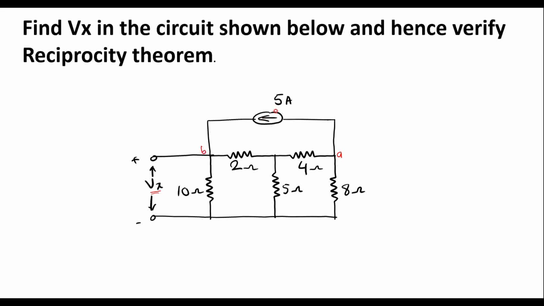So in reciprocity theorem, later we have to interchange this Vx and 5 amp current source. That is, 5 amp current source should be connected between these two nodes, and we have to find Vx here. So earlier found Vx and this Vx should be same. Then we can say that the reciprocity theorem is verified. So now let me calculate Vx with the existing circuit.